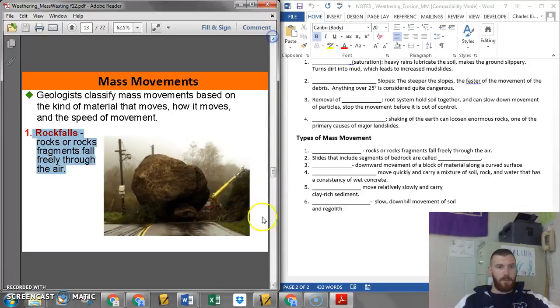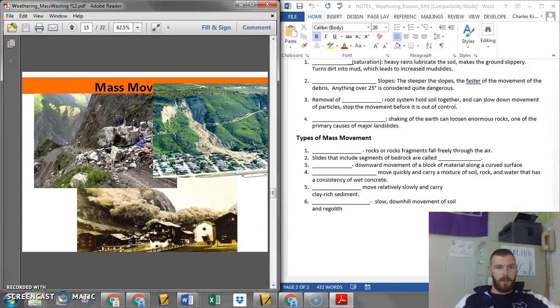Apparently we're skipping over number 2 in the slides here. Let's see if I can get to it. So we can talk about slides that include sediments of bedrock, which are called landslides, and you can see pictures of those here.